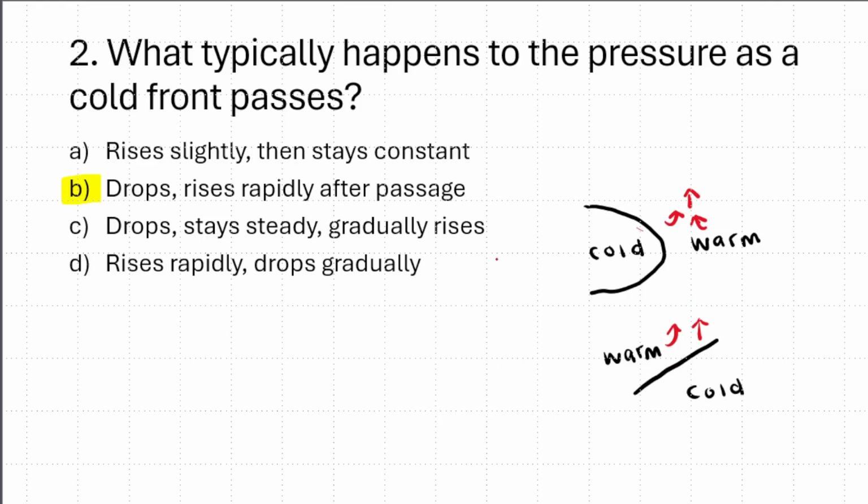However, in this case, it would actually be C. With a warm front, instead of your pressure rising rapidly after passage, your pressure is going to stay steady and then gradually rise. And this has to do with the nature of a warm front. It's more of a gradual slope.